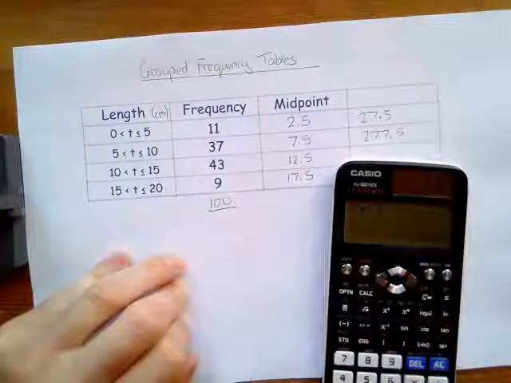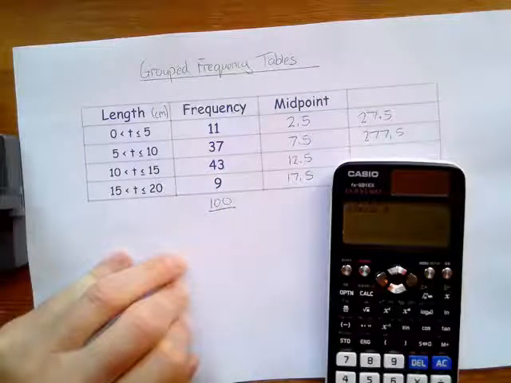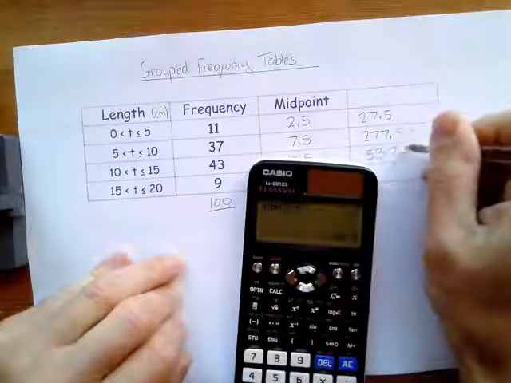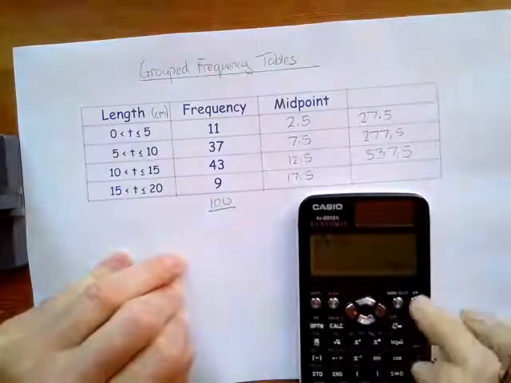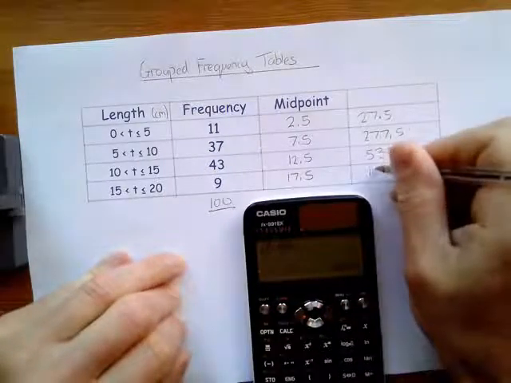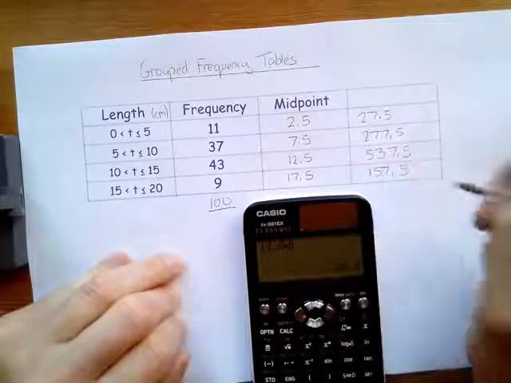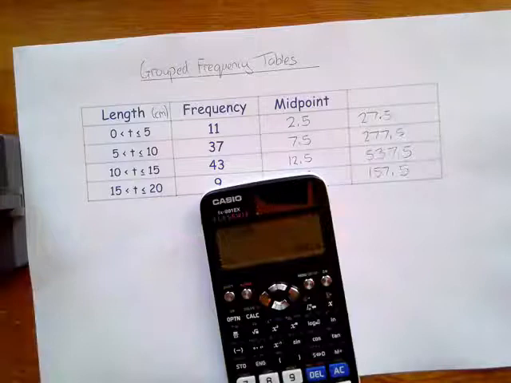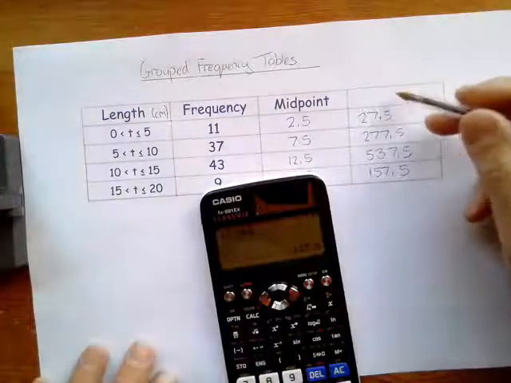277.5. 43 times 12.5. Don't be afraid. Don't be surprised that these values are quite large. You're basically adding together lots of individual estimated values, and I don't know why they're all ending in 7.5s. It's a bit weird. They've all got 7.5s in them. Just a coincidence. So anyway, what's the name of this group?